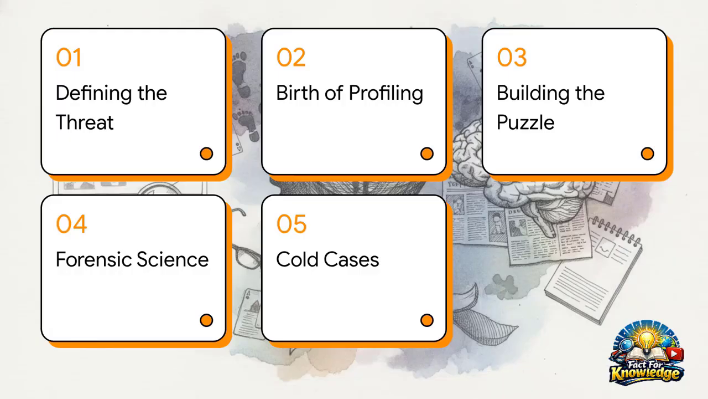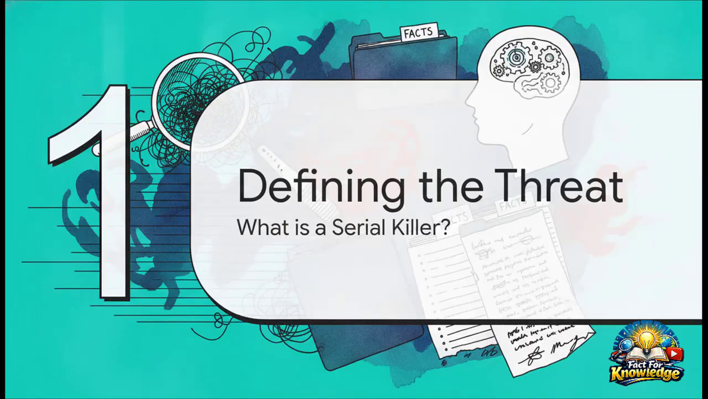Here's the procedural arc we're going to follow today, almost like an escalating criminal investigation. First, defining the threat. Then, the birth of profiling, building the puzzle, geographic and forensic science, and finally, the reality of cold cases. All right, let's start with step one, defining the threat, or what exactly is a serial killer?